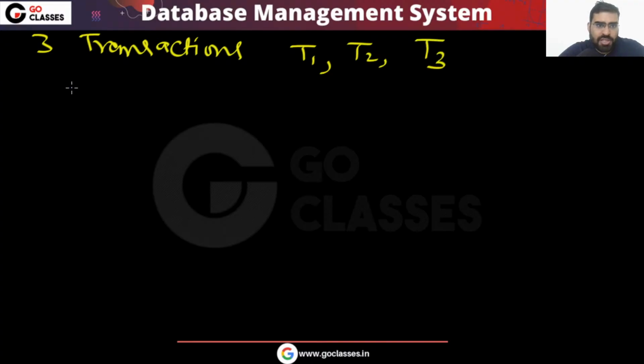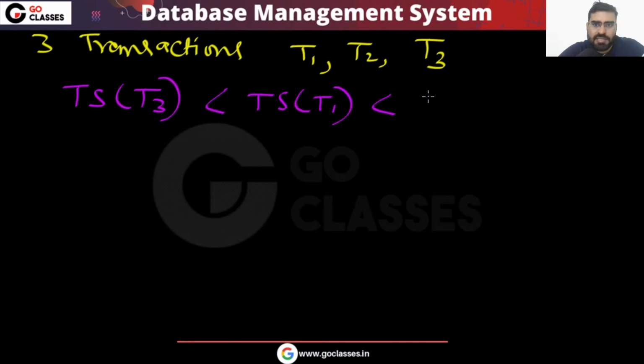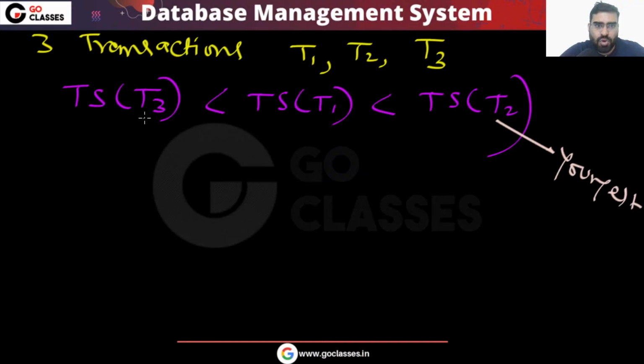Let me assume that timestamp of T3 is less than timestamp of T1, which is less than timestamp of T2. This is what I am saying. So T3 is the oldest, T2 is the youngest, and T1 is in the middle.